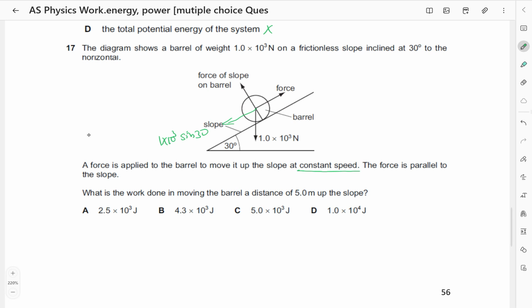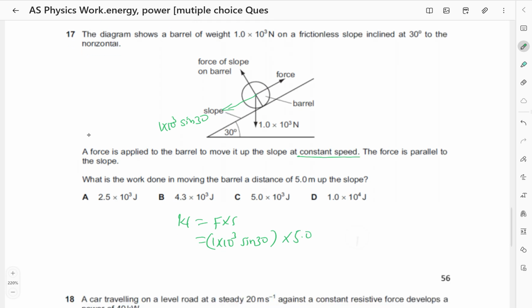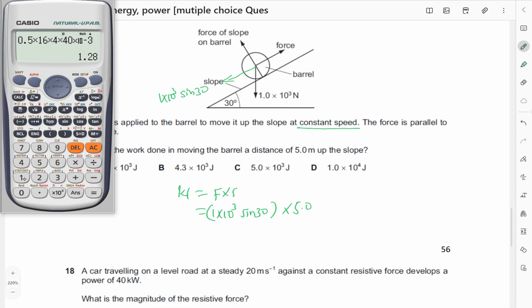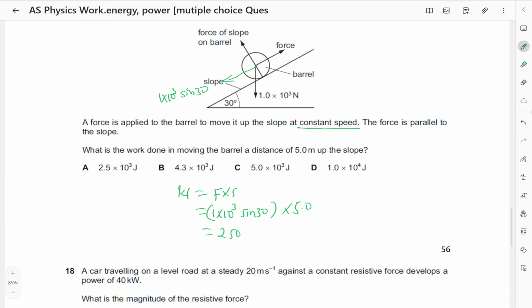What is the work done in moving the barrel a distance of 5 meters up the slope? Work done is force times distance. The force is 1 times 10 power 3 times sine of 30, then times the distance, which is 5.0. So we check with our calculator: 1 exponent 3 times sine of 30, then times 5, which is 2,500. So this is 2,500 joules. That means the answer is A.